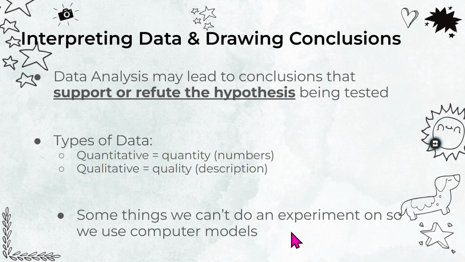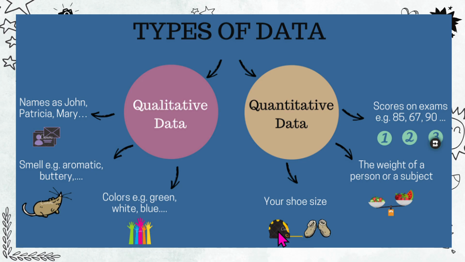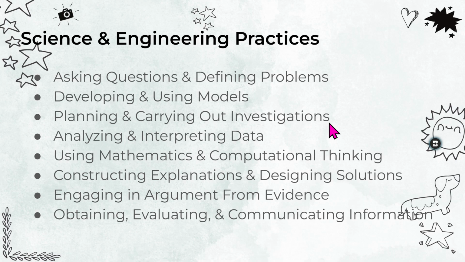And then some things we can't do an experiment on, so we use computer models. We can't do an experiment on how an asteroid the size of a car is going to impact the Earth because we don't have access to an asteroid the size of a car. And we wouldn't want to do that because the results could be cataclysmic. So instead, we can use a computer model to predict how that could happen. Here's a diagram to help. You are welcome to put this into your notes to help you remember: qualitative is colors, smell, taste, names, and quantitative data is affiliated with numbers.